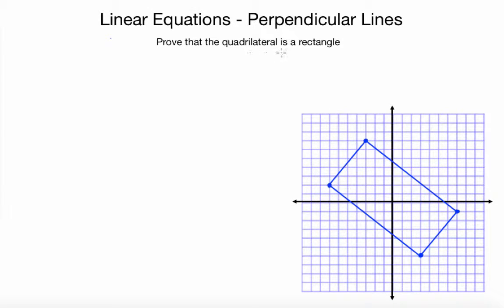Alright, so if I want to prove it's a rectangle, what do we know about a rectangle? A rectangle has two things. Opposite sides have to be equal, so I could go through and find the distance of each side. Or I also know a rectangle has to have each corner be a 90-degree corner. I'm going to go ahead and draw that in. If I can show that they're all 90 degrees, that's enough to satisfy that it's a rectangle.